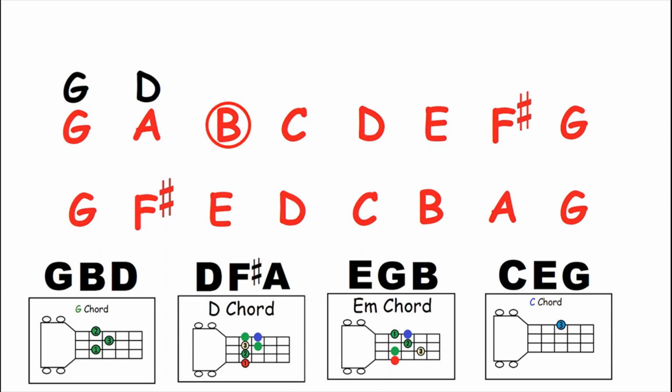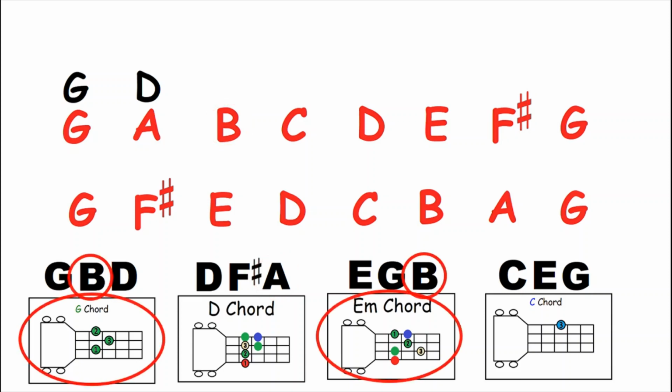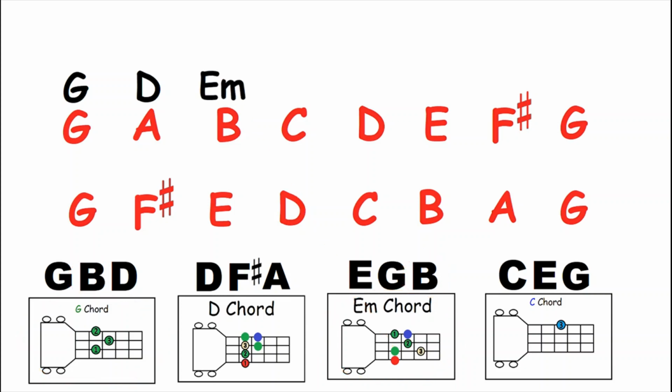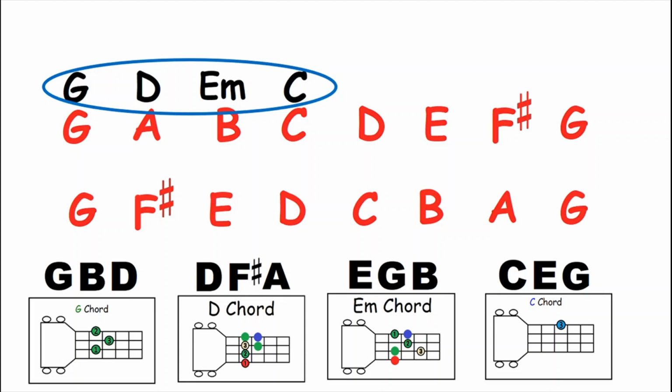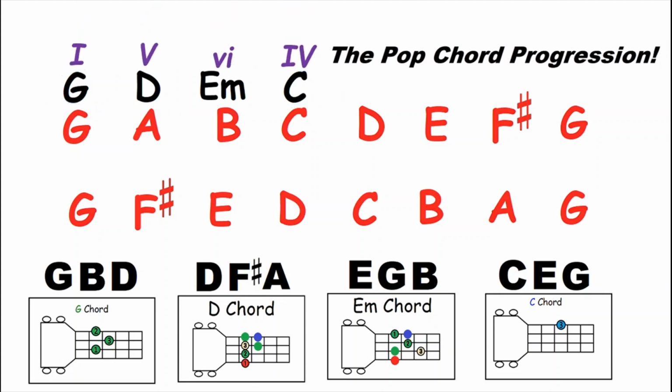With B, we again find that note in 2 different chords, but I'm going with E minor. And why? Because with C, I've only got one option. And if I start with a sequence like G, D, E minor, C, I've also started with the pop chord progression. Unfortunately, this won't work for the rest of the scale, but let's see what else we can do.